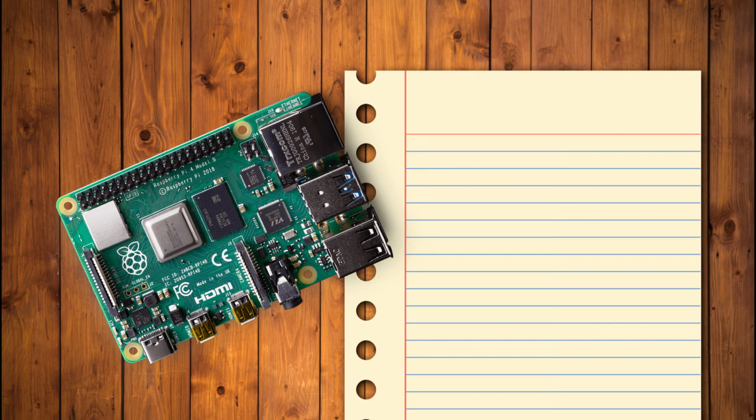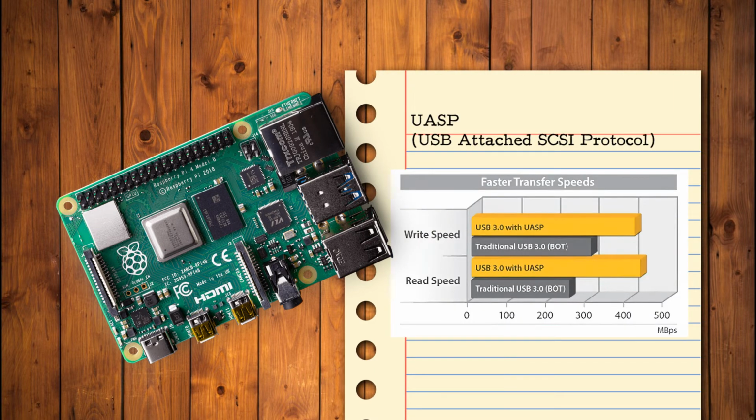Getting started. Before you buy a new 2.5-inch SSD enclosure, make sure it supports UASP, USB Attached SCSI protocol. This new protocol uses a faster SCSI command set and leverages the wonders of parallel communication through native command queuing to improve transfer speeds considerably.